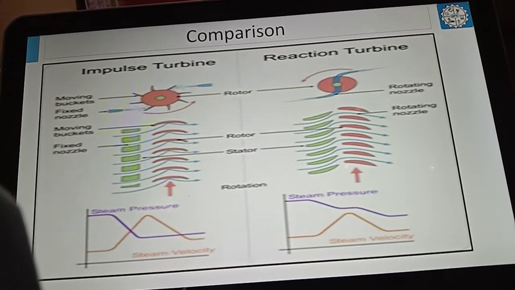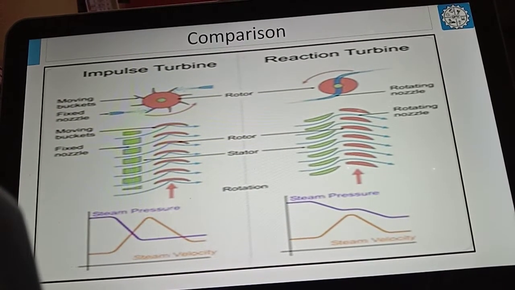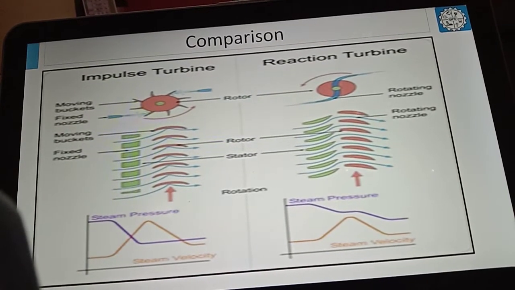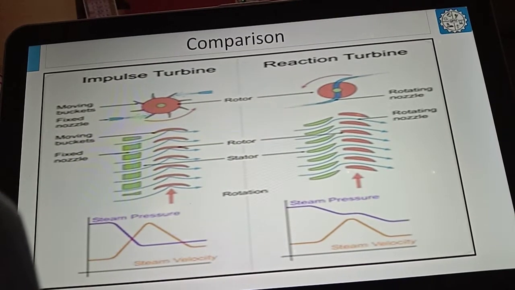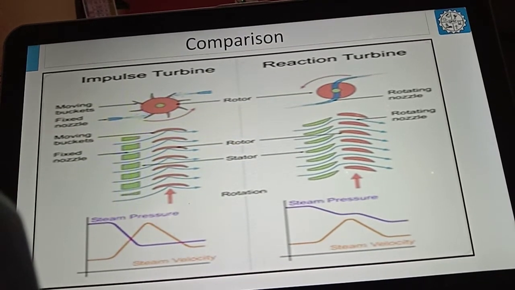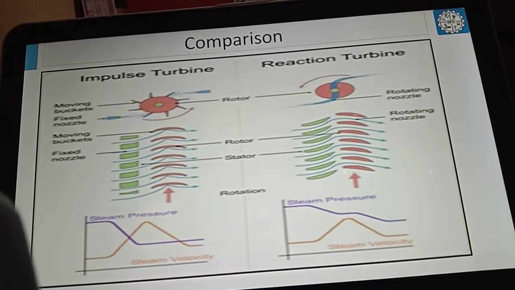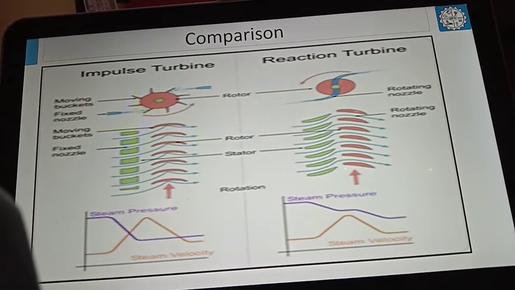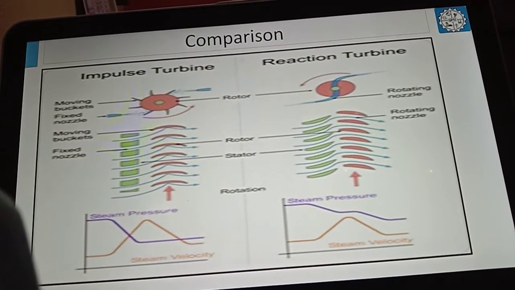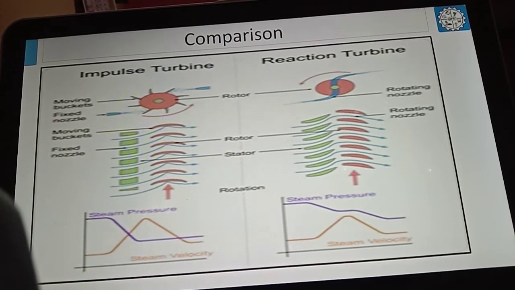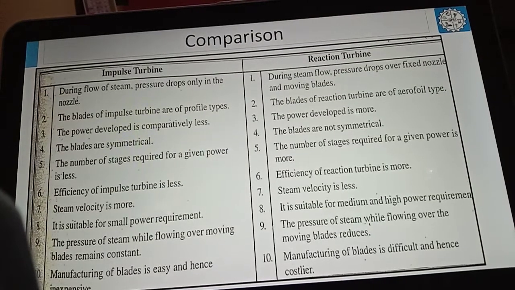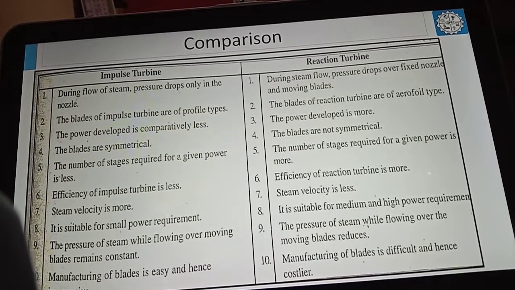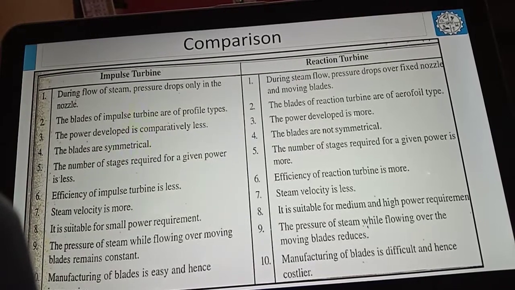Now, in most examinations, you can find that the distinction between impulse and reaction turbine is a very commonly asked question by the examiner. So, if you refer to this figure, you can get almost 5 to 6 differences, and the comparison one by one, almost 10 comparisons, is covered in this slide.